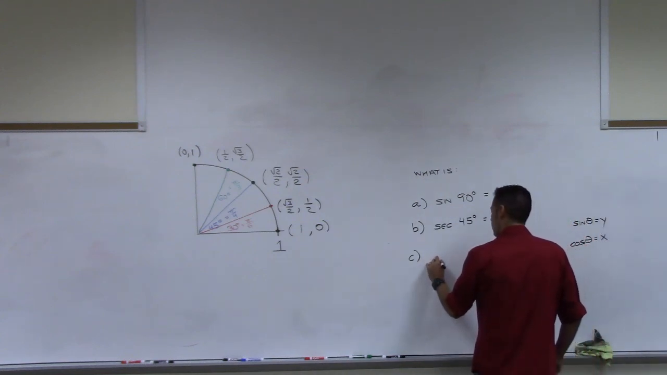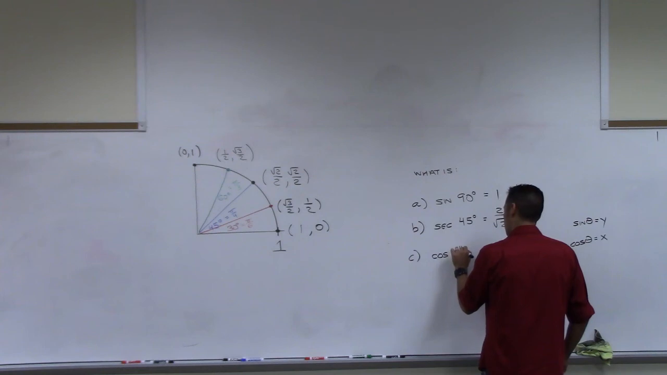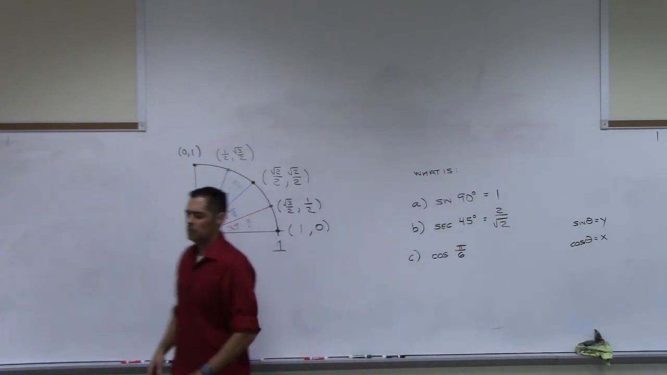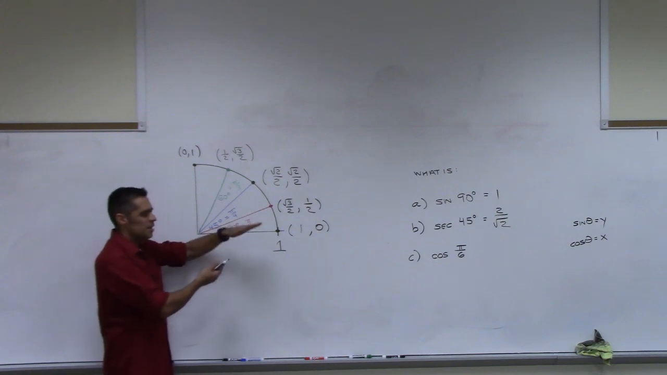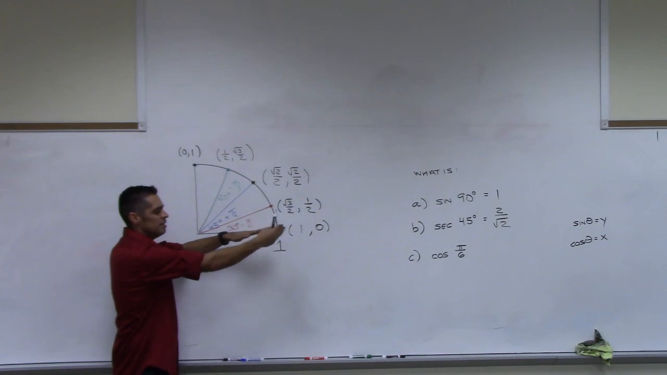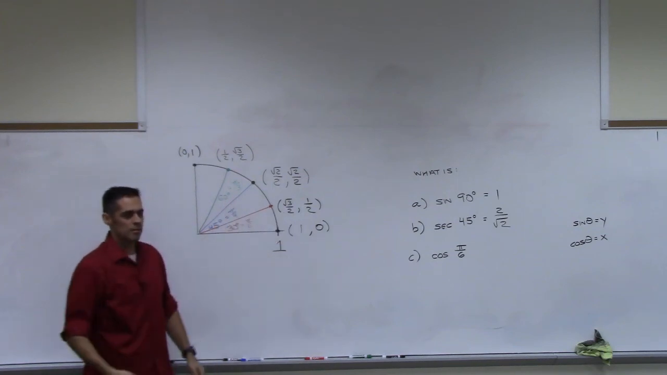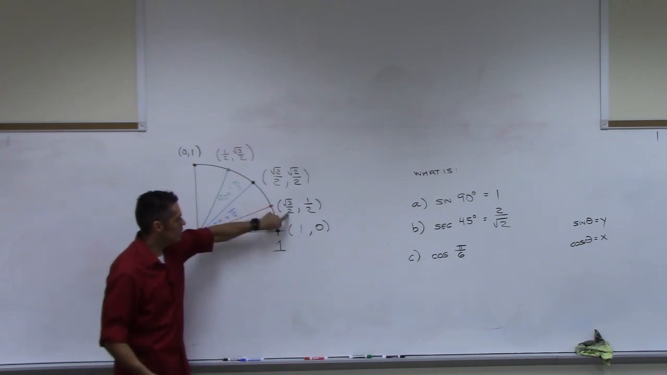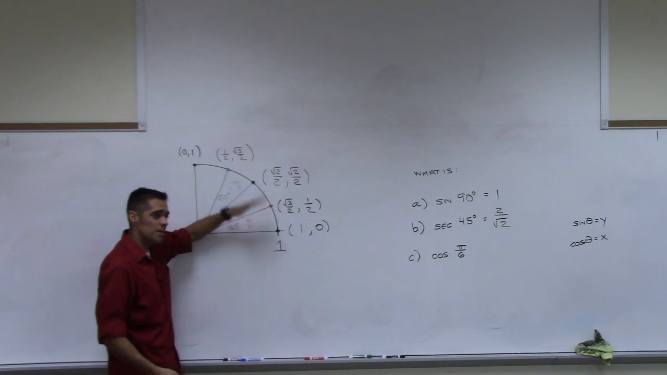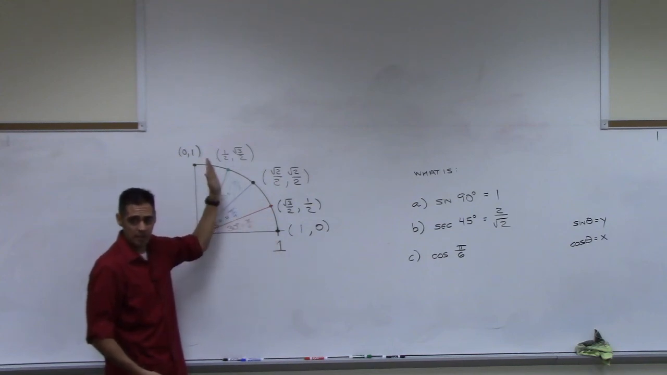How about cosine of pi over 6? Pi over 6. I'm visually, I've got, okay, root 3 over 2, 1/2. Cosine's the x, so root 3 over 2. That one right there. So that's why I'm saying the sooner you have this burned into your brain, the better.